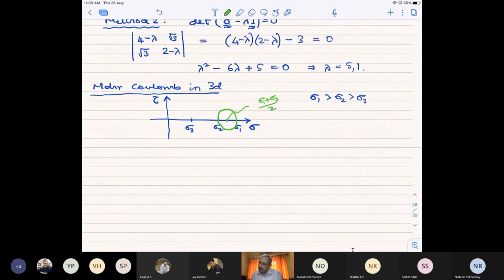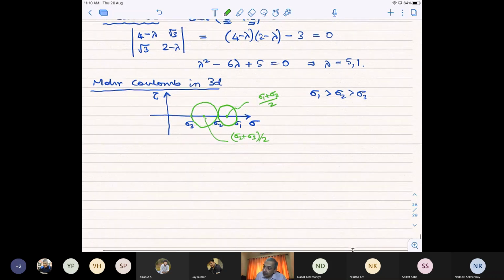So when I consider the two largest roots, I will get this circle. Then let's consider the medium and the smallest. For that, this will be sigma max, this will be sigma min, and I will get another circle which is here, and this one is given by sigma 2 plus sigma 3 divided by 2. So this is the mean value. I get one circle for each pair of them.